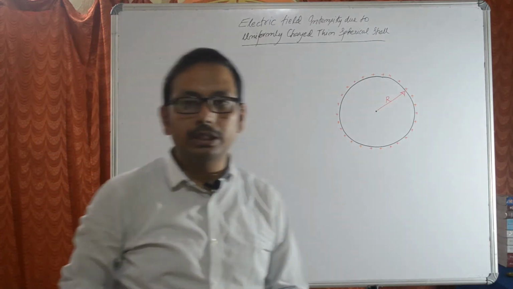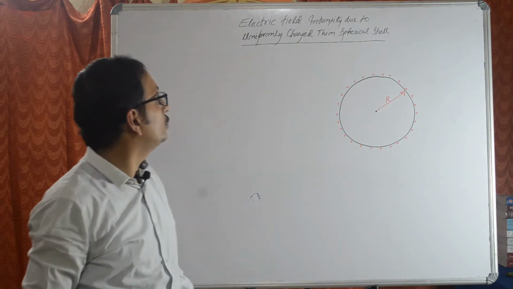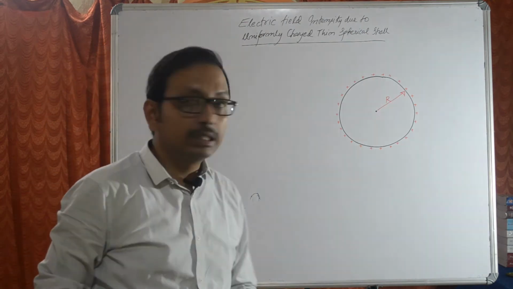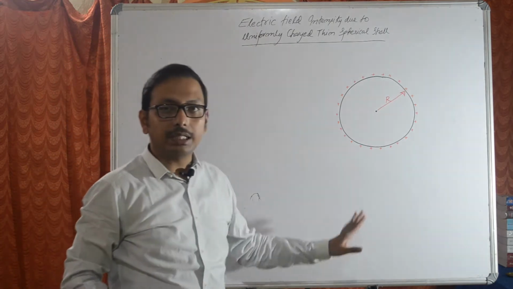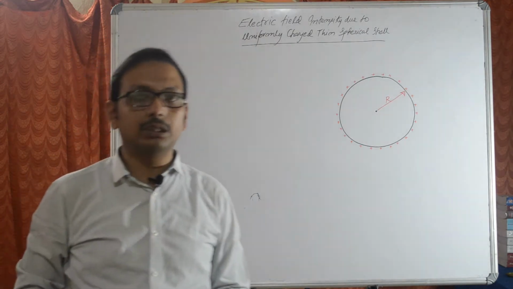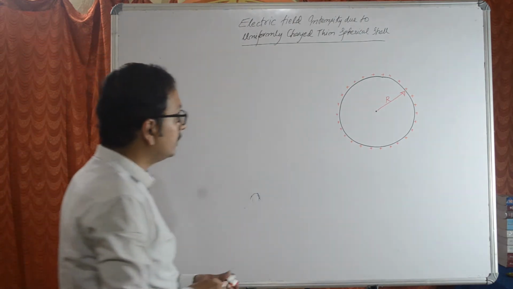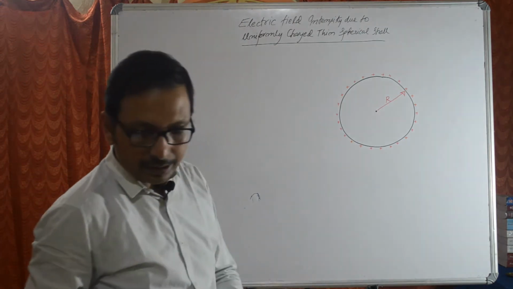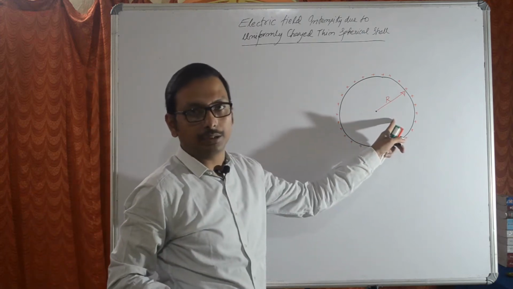Hello students, today we will discuss electric field intensity due to a uniformly charged thin spherical shell. As you see in the diagram, it is charged with positive polarity, and the radius of this shell is considered as capital R.